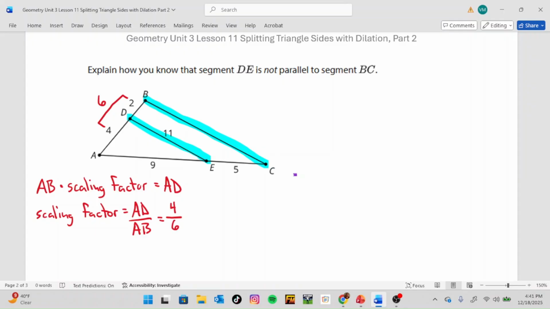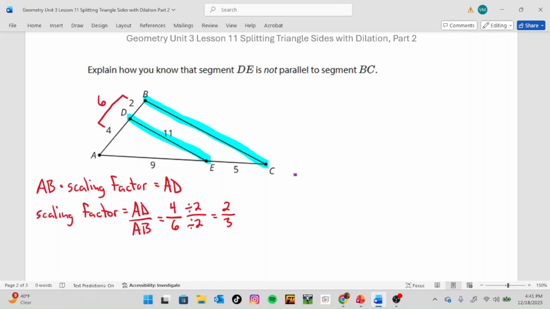Now that's not in simplest form, because 4 and 6 are both divisible by 2. And I'm allowed to do this because anything divided by itself is 1, so this is really the equivalent of dividing by 1, which doesn't change anything. So 4 divided by 2 is 2, and 6 divided by 2 is 3. So my scaling factor is 2/3.